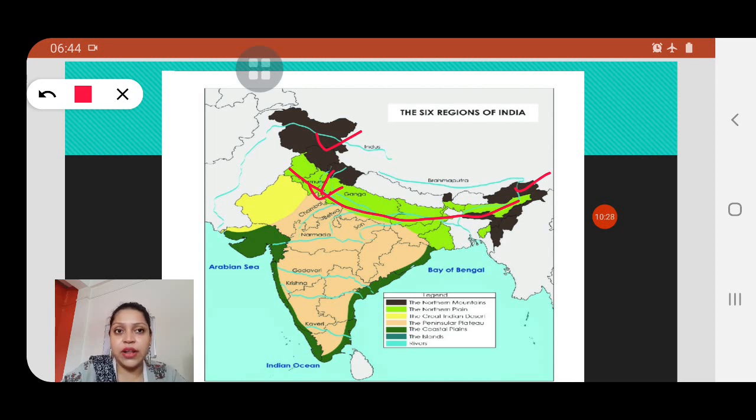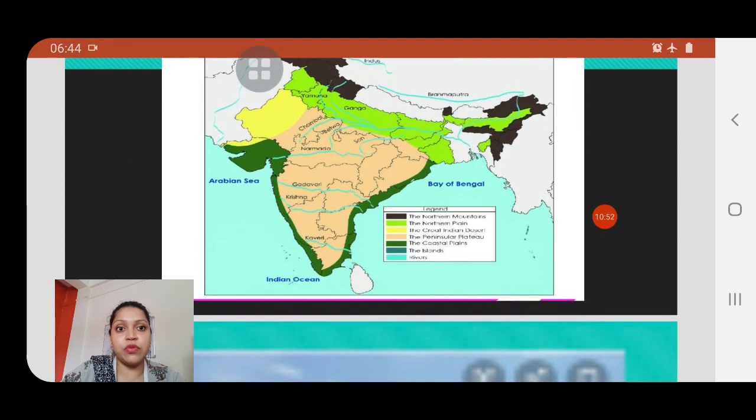And children, because of these two rivers, this plain is very suitable for farming, and people do a lot of farming in this place. Also, children, we have seen the important cities here: Kanpur, Uttar Pradesh, Rohtak, Patna, etc. are the important cities. So children, now let's move.